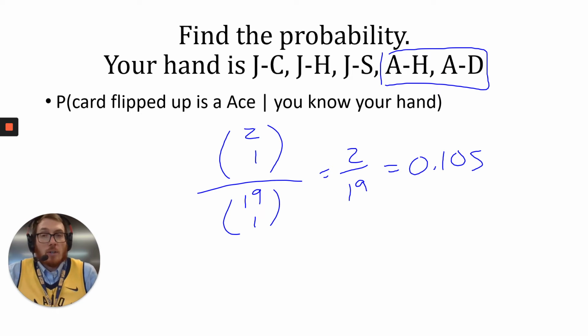Now it's saying that you know your hand. So conditionally, I want an ace given that I know my hand. So the aces here, I know these two, so there's only 2 aces left. So that would be 2 choose 1, so nCr, don't forget this idea is combination, divided by 19 choose 1. And that would be 2 over 19 for the answer of 0.105. When we're looking at that situation, we're finding a probability based upon what was given to us. And so since we know our hand, we have to subtract those cards out of the group to figure out what's left over.